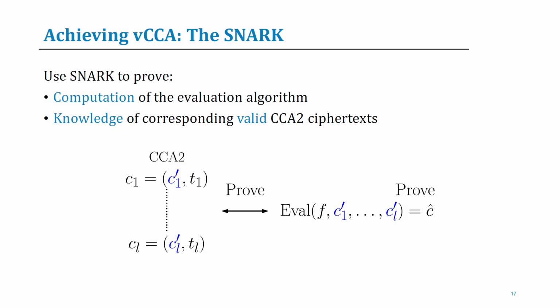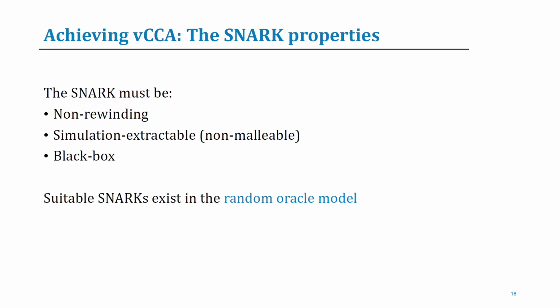So our C hat as an output is actually the result of the correct evaluation of the function that you claim, with the ciphertexts that you claimed you knew the CCA2 version of. Right? And this is actually all we do. It's quite conceptually easy, at least. In practice, it might be more difficult.